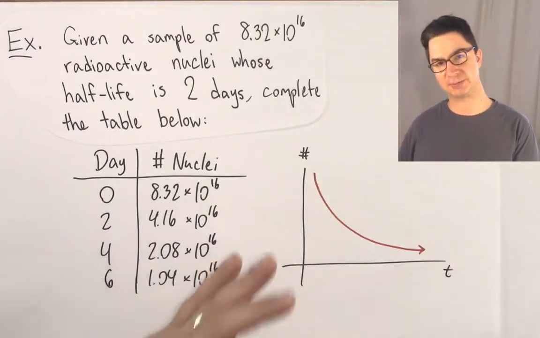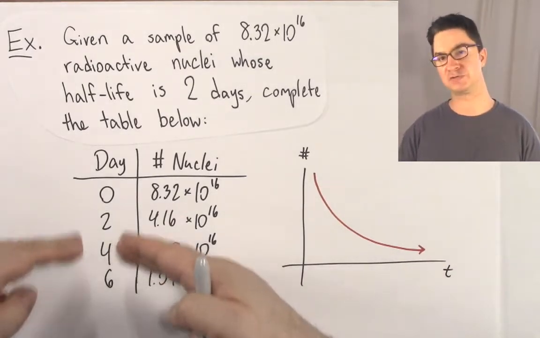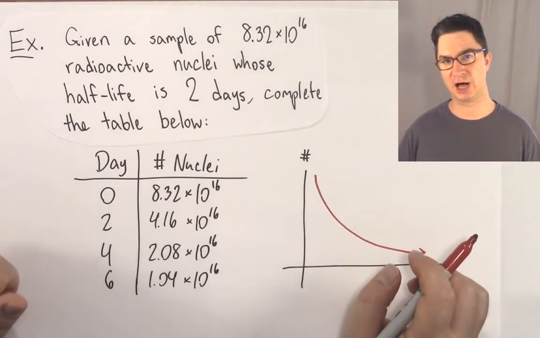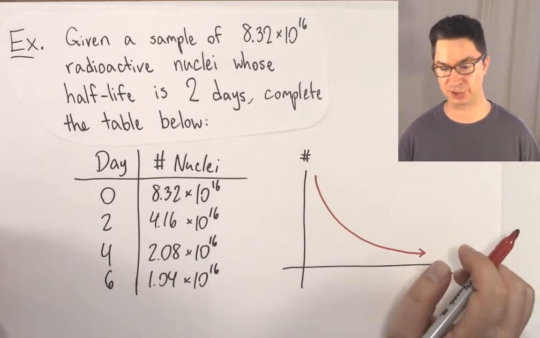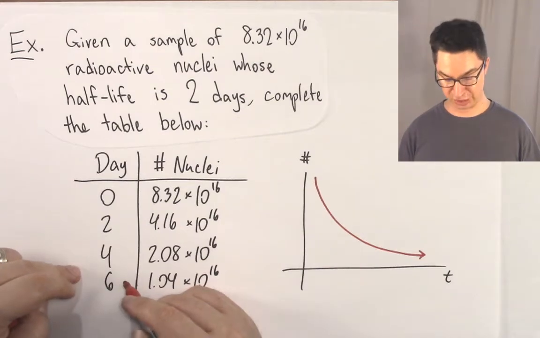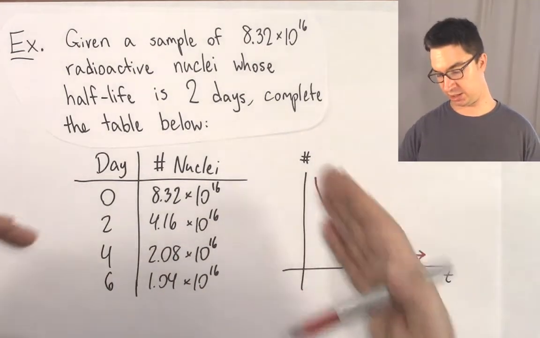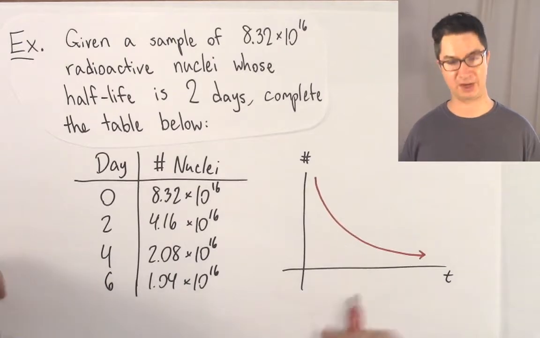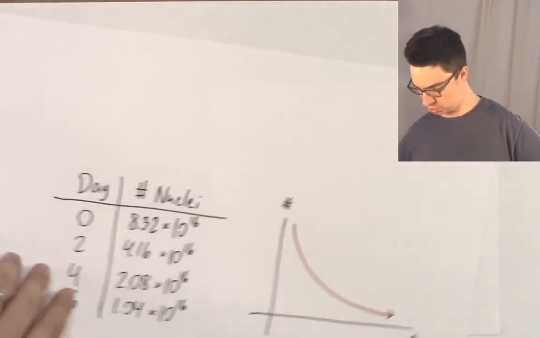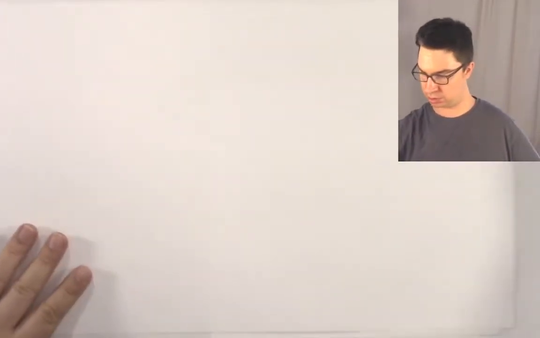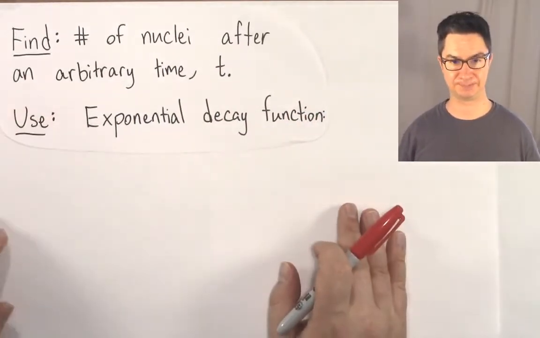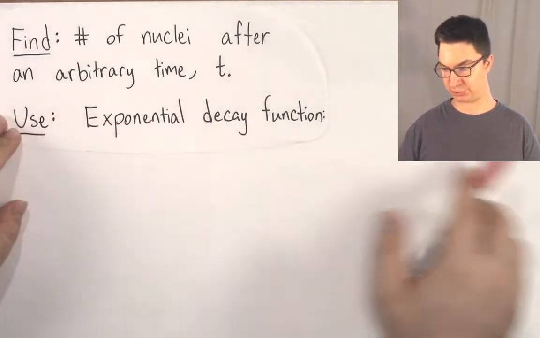Now the reason that we need an exponential decay function here is that we chose very nice and neat time values. But what if we wanted to know how many nuclei were present after 10.5 days, or some multiple of 2 number of days? Then we would need a function to calculate how many particles are remaining after that amount of time. So what we need to do is develop a function that's going to look at the number of nuclei after an arbitrary time t. To do that, we're going to use an exponential decay function.